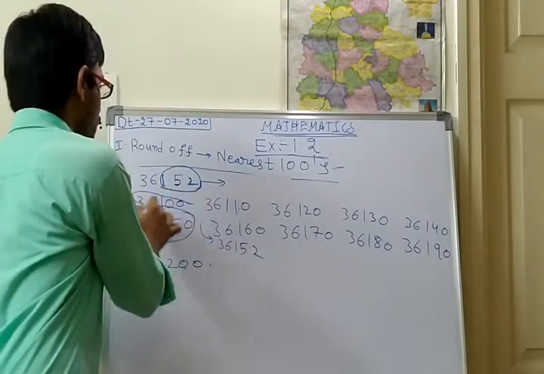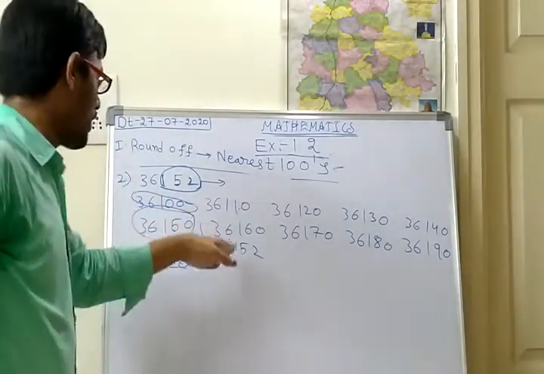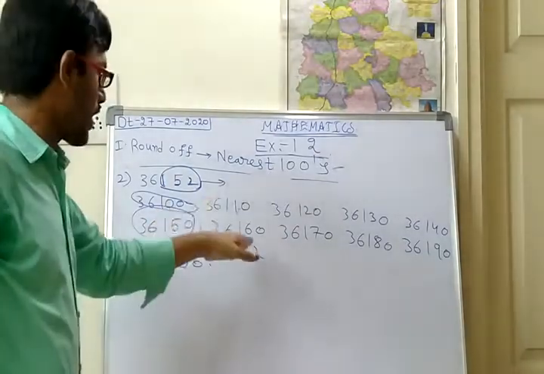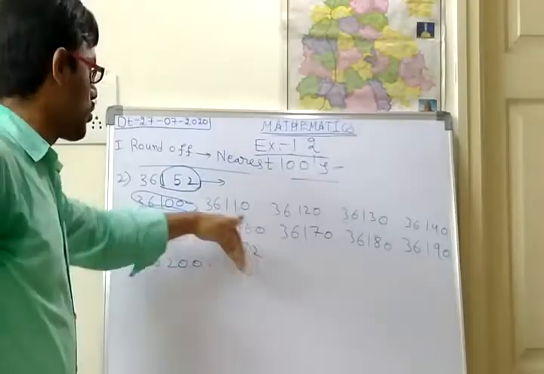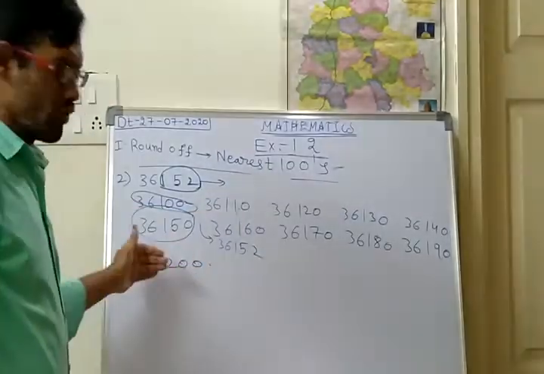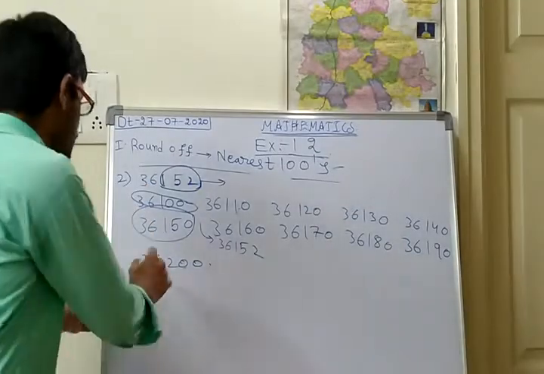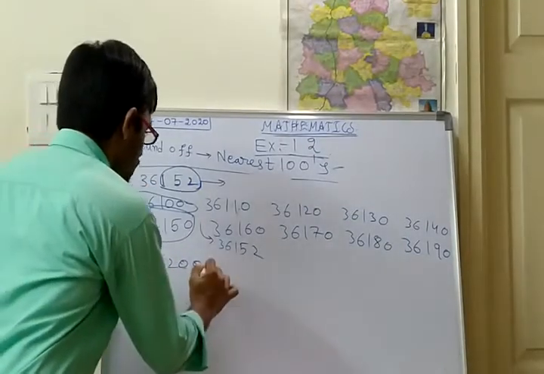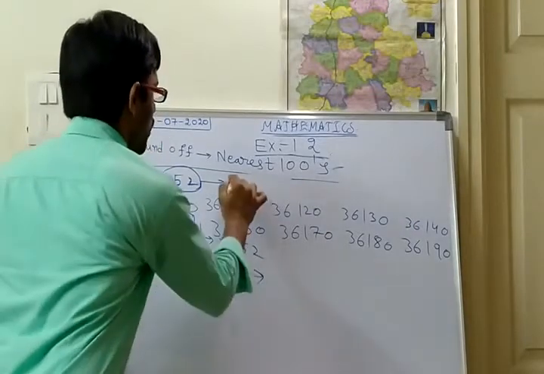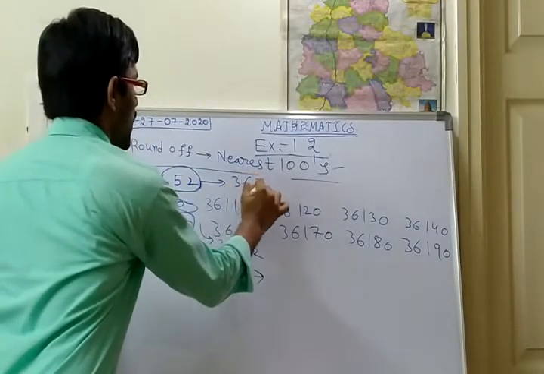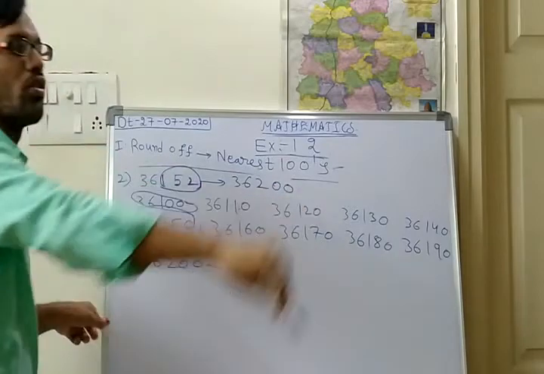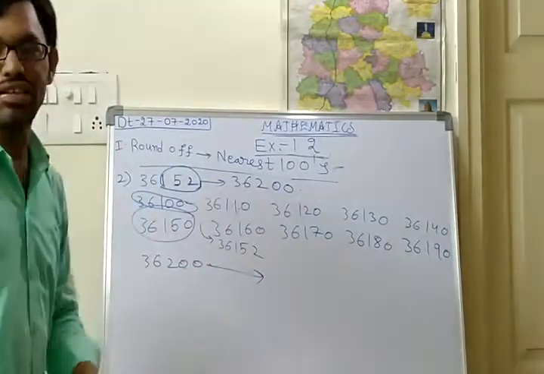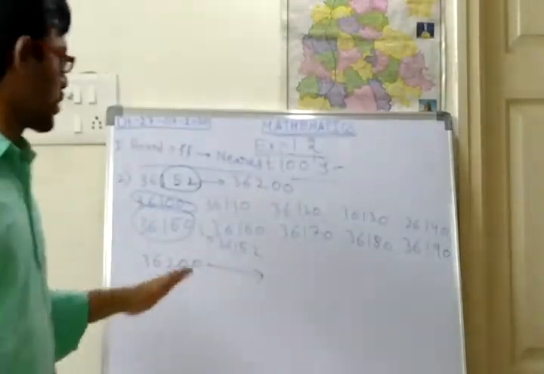So after 150 is there, what should you take? You should take the next hundred. So what is the next hundred? 36,200. So the nearest 100 is 36,200. Like this you should do the nearest 100. I think you are understanding very well.